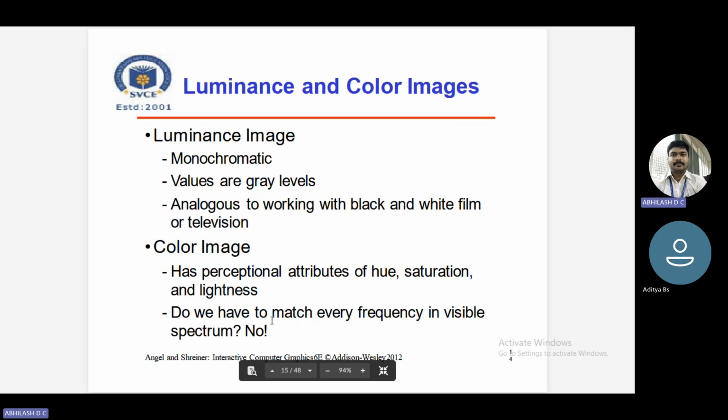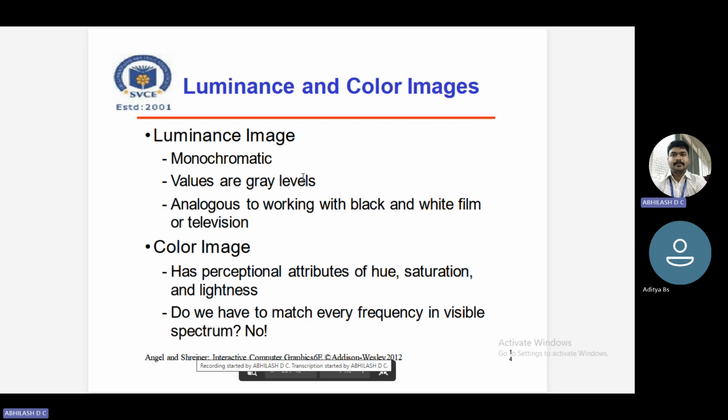Next comes luminance and color images. What do we mean by luminance? Luminance is the color which can be seen, right? The luminance in the image can be monochromatic, meaning only one color, either black or white. If there is absence of color, it is black. If there is color, then it is white. In monochromatic, the colors only move from black to white, meaning they only vary with the gray levels.